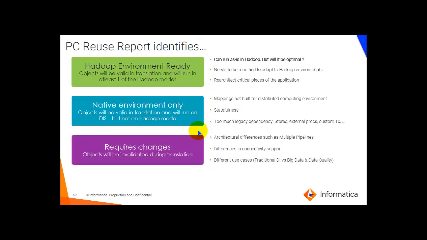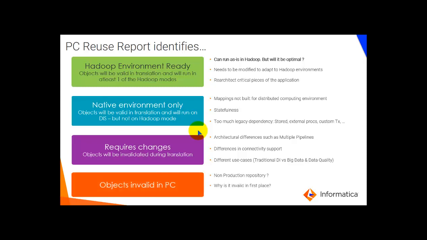The third set of mappings basically require changes, which means these are mappings that we'll be able to bring from PowerCenter into the big data management product, but you will still require changes, because big data management is a very next generation product, and these mappings need to be modified to be able to work and run on those next generation platforms. And some mappings are probably already invalid in PowerCenter. You would ideally see these mappings only if you're running the report against a non-production environment.